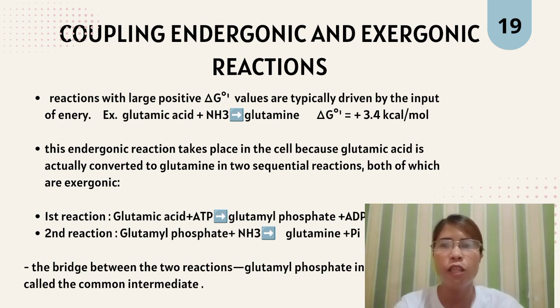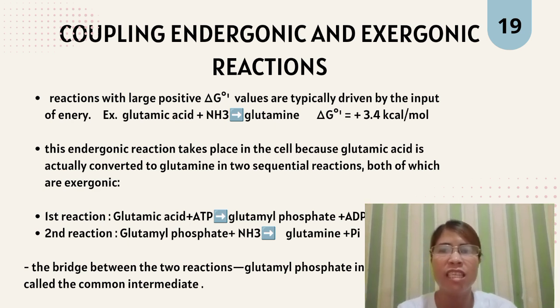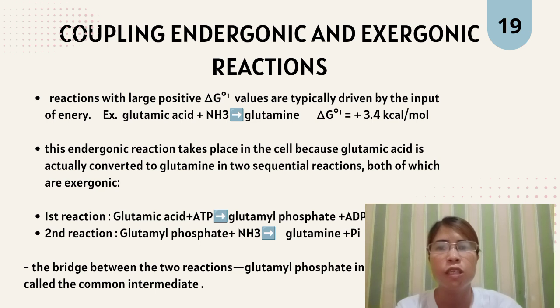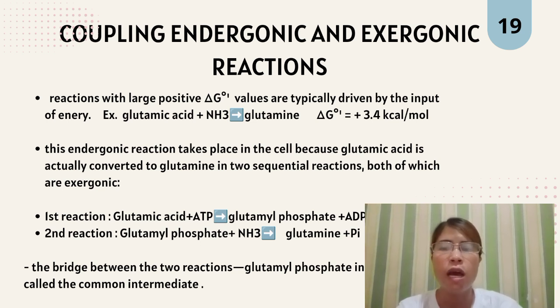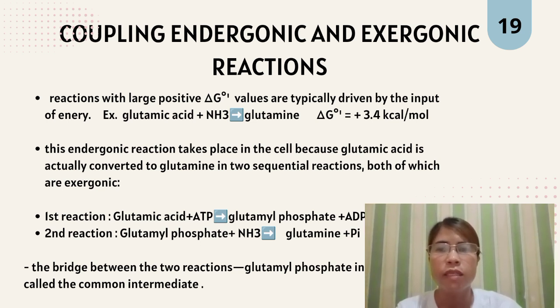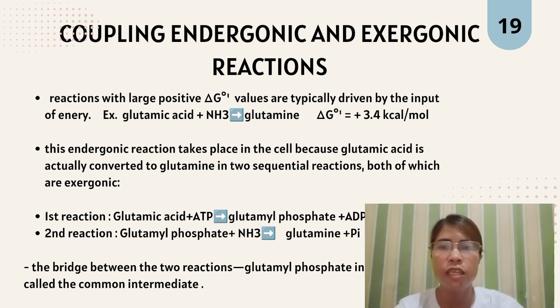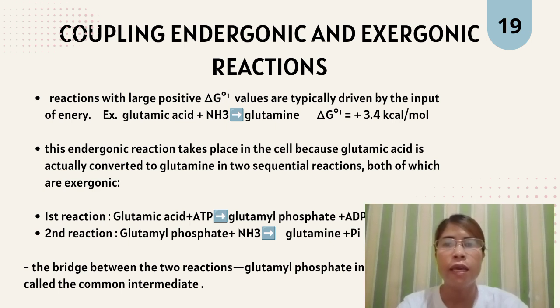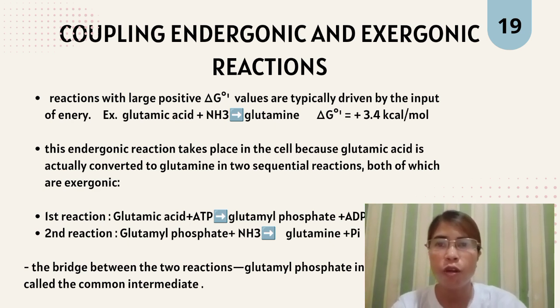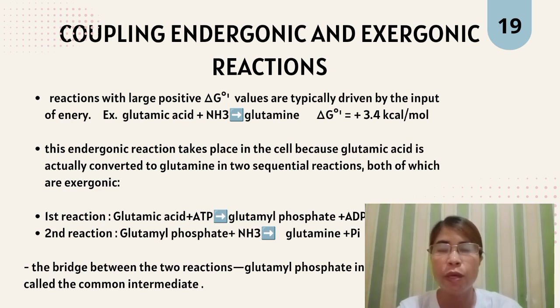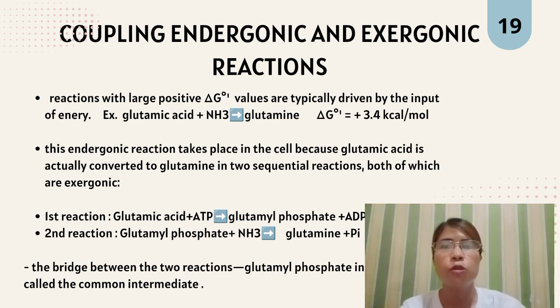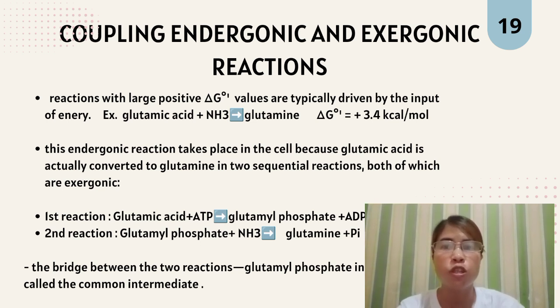So, example natin dito ay yung glutamic acid plus NH3 to glutamine. So, makikita nyo dito, standard free energy change equals plus 3.4 kcal per mole. So, ito ay endergonic. This endergonic reaction takes place in the cell because glutamic acid is actually converted to glutamine in sequential reactions, both of which are exergonic.